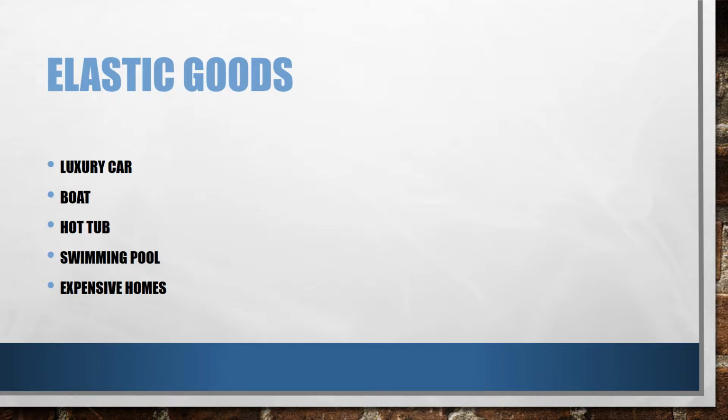Elastic goods would be something like a luxury item. You could think of a car, boat, hot tub, swimming pool. You also will notice the more expensive homes, whenever the market's down, you see those not selling quite as fast, as those are typically elastic. We do not need a 10,000 square foot home.